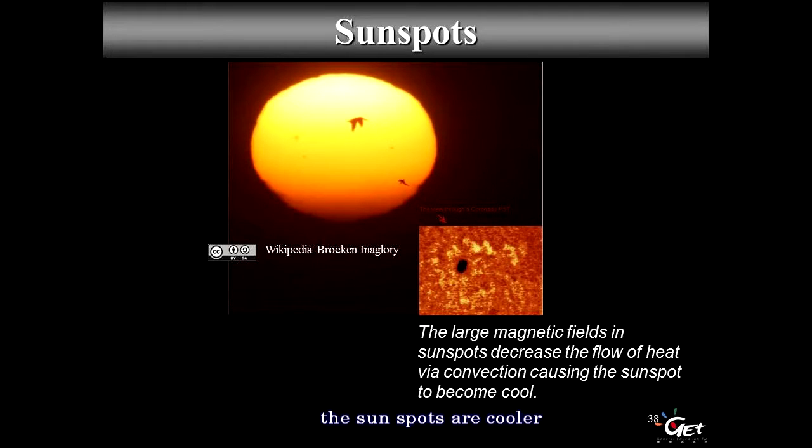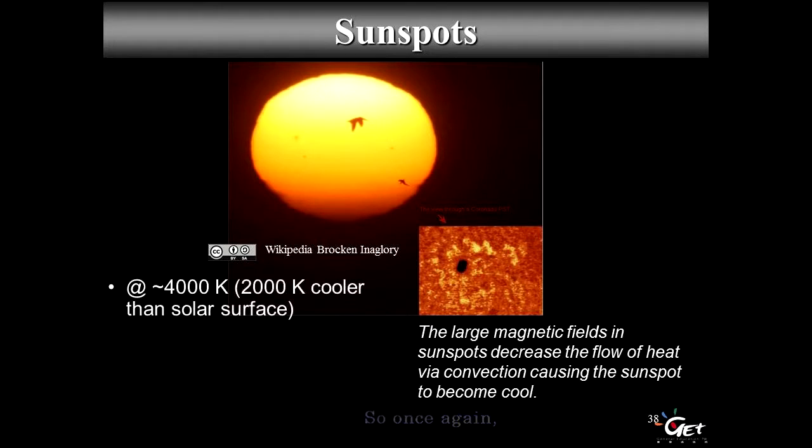Actually, the sunspots are cooler parts of the surface of the sun. So once again, as they are cooler, around 4,000 Kelvin, they look very dark compared to the surface. It's 2,000 Kelvin cooler than the surface. And they can be very, very big. Remember, the sun is massive anyway. Some of them can be even bigger than the size of Earth.